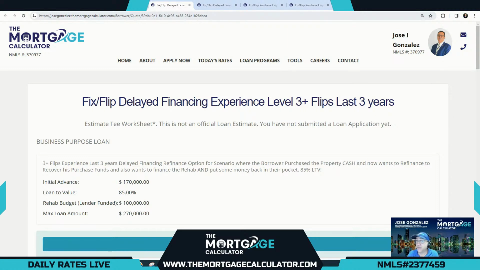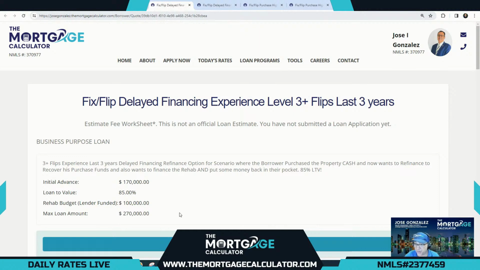your money, right? So in this case, they want their money back, what they put down and everything, and they get back 85% on the initial distribution at the closing, right? So what that means is that at the closing table on this delayed financing refinance, the borrower gets $170,000 cash back, right? So he paid $200,000 for it. He's going to get $170,000 back.